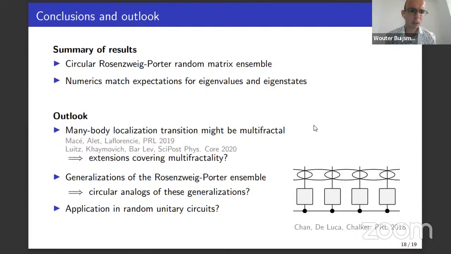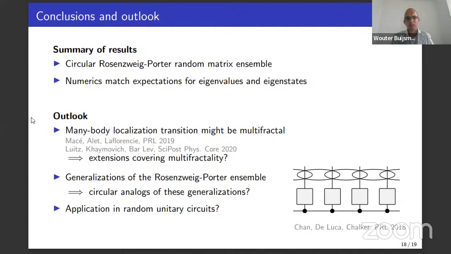Okay, this brings me to the final part of this talk, the conclusions and outlook. In summary, we have proposed a circular Rosenzweig-Porter random matrix ensemble, and when we look at the eigenphases and the eigenstates, we get, up to reasonable precision, what we expect from the theory. Then there is some outlook, some suggestions for future research.